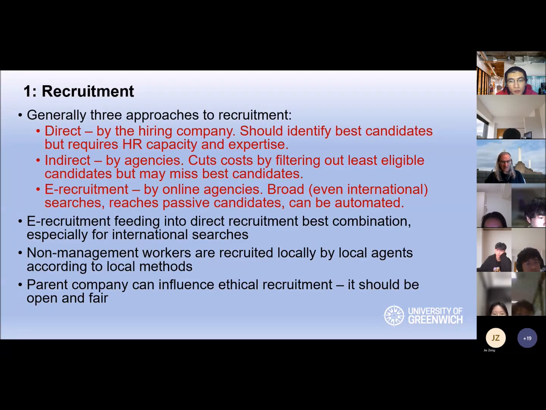Okay, and then these days there's e-recruitment, so using online agencies. And the nice thing about online agencies is you can spread your net much broader, you can do it very much cheaper, and you can reach out to people who are perhaps not actively looking for work, they're passive, and the whole process can be automated. But again, if it's automated, then how are you going to get the best candidates? You need that personal touch.